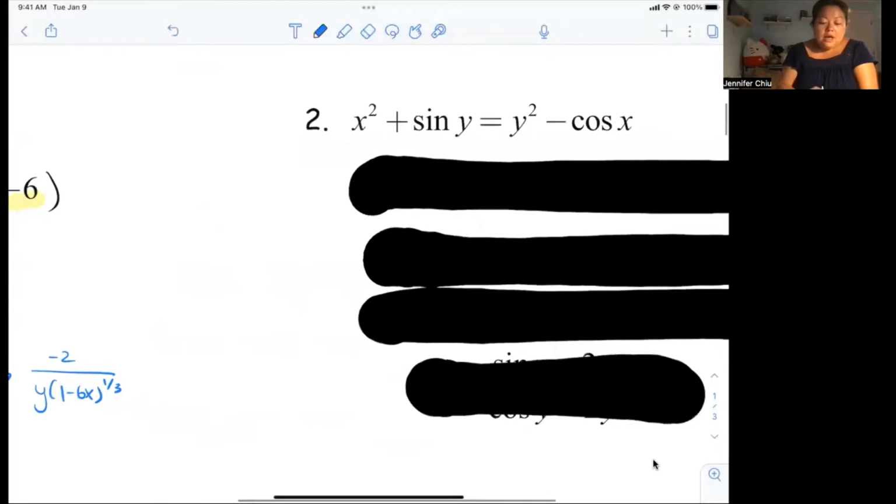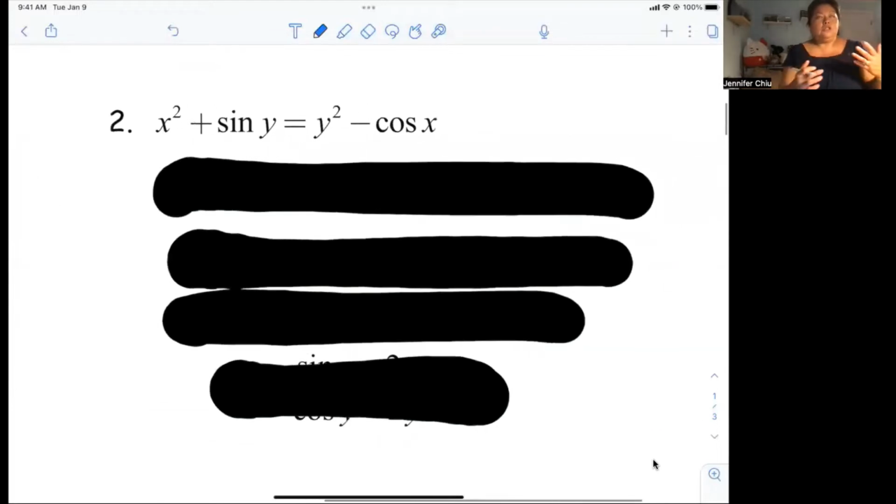All right. Number 2, now we're going to venture into some trig functions here, right? So the first term here, you have your x squared. And that's okay. You just take the derivative as is. The sine y, now remember you have a y.